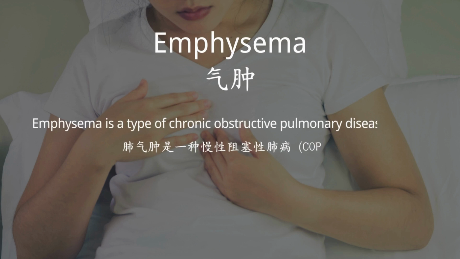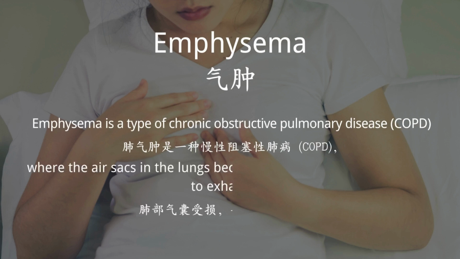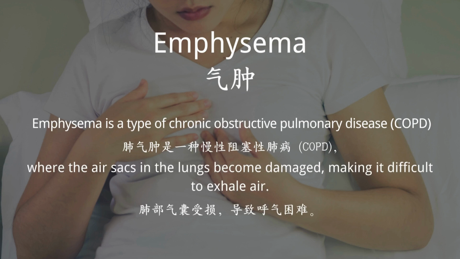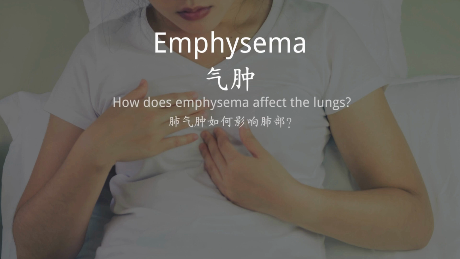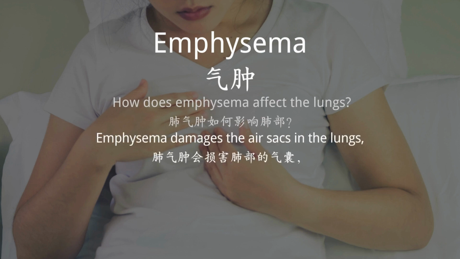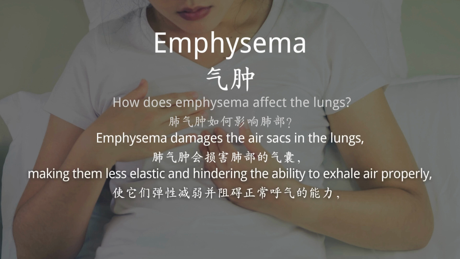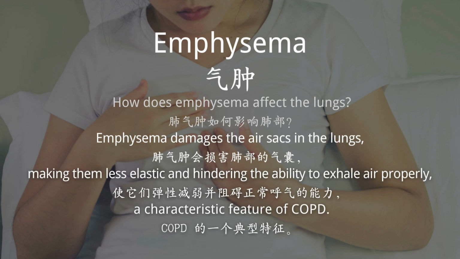Emphysema. Emphysema is a type of chronic obstructive pulmonary disease, COPD, where the air sacs in the lungs become damaged, making it difficult to exhale air. How does emphysema affect the lungs? Emphysema damages the air sacs in the lungs, making them less elastic and hindering the ability to exhale air properly, a characteristic feature of COPD.